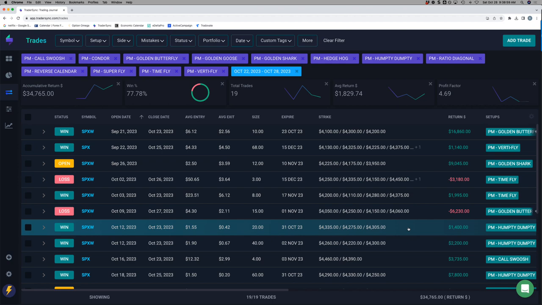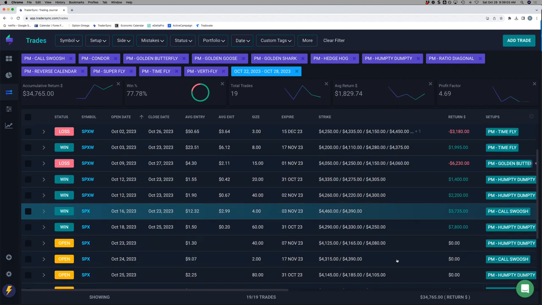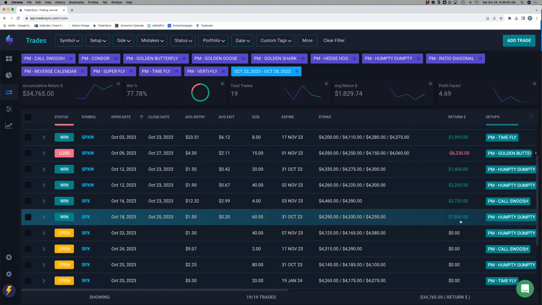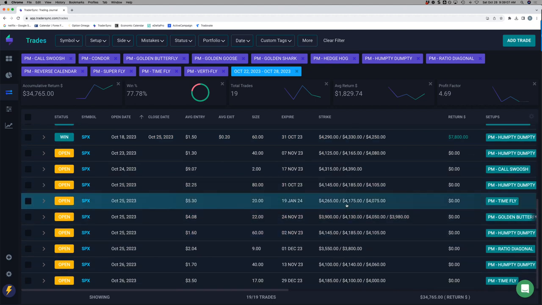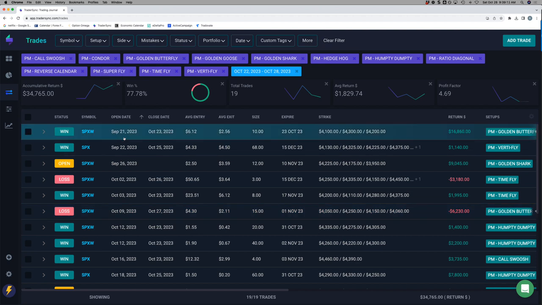Humpty 1400, another Humpty for 2200, a call swoosh for plus 3700, and another Humpty for plus 7800. The rest are open. So nice week overall, especially with portfolio margin and power hour. It'd be nice if I had just traded portfolio margin and power hour, but obviously that's not how trading works. So got to include the rest as well.